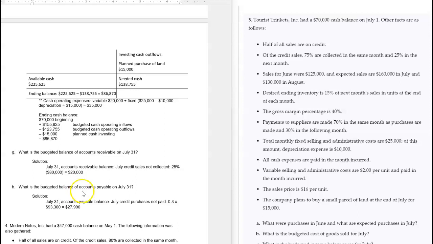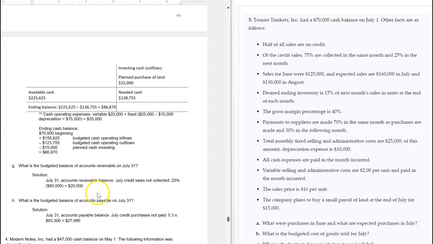And finally, what's the budgeted balance of accounts payable on July 31? That would be your July 31 balance of July credit purchases not paid, so 0.3 times 93.3, or 27,990.